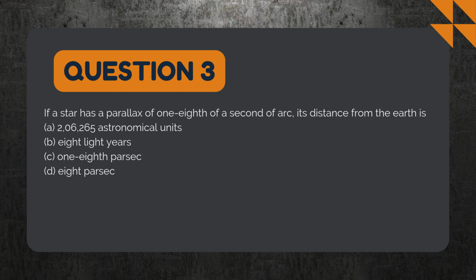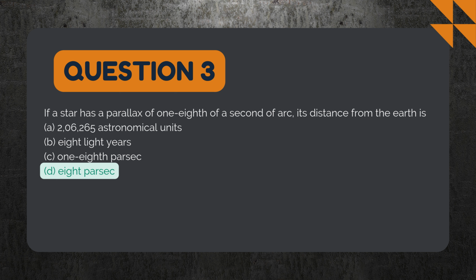Question 3. If a star has a parallax of 1/8 of an arcsecond, its distance from Earth is A. 2,06,265 astronomical unit, B. 8 light year, C. 1/8 parsec, D. 8 parsec. Correct answer is D. 8 parsec.